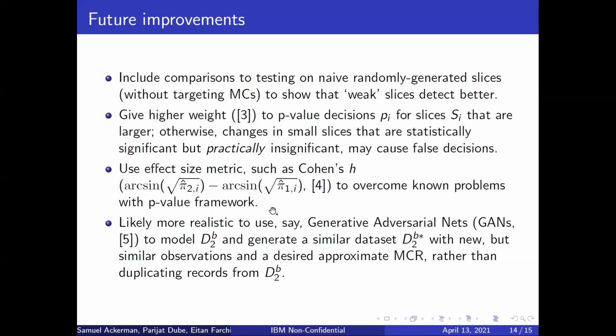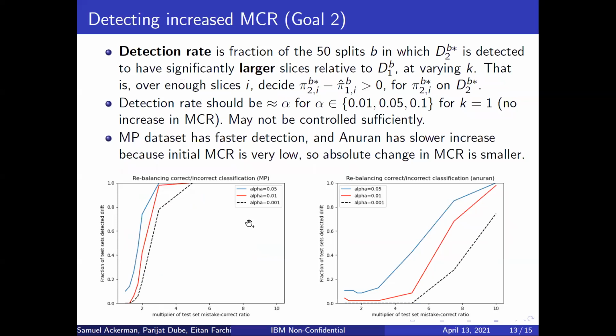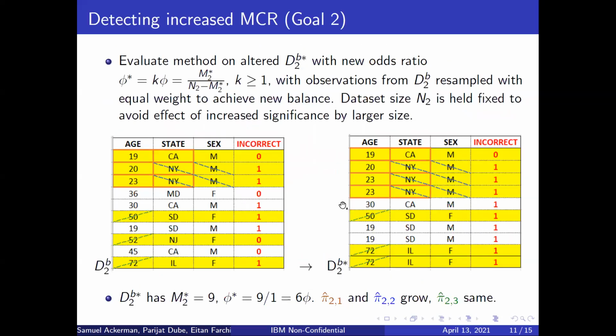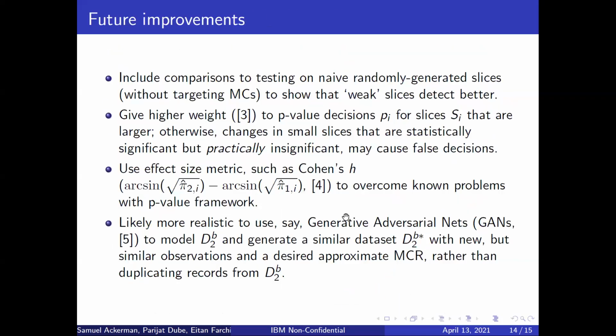And the last thing here is that, as I said, we resampled observations from the test data set to create the altered one, so they're duplicates. It might be more realistic to use a GAN to model them and generate new observations rather than using the exact ones.